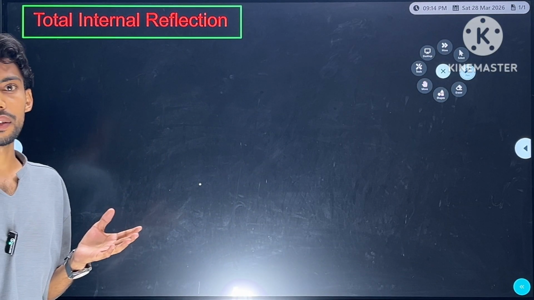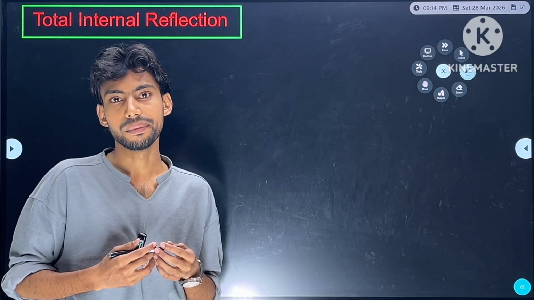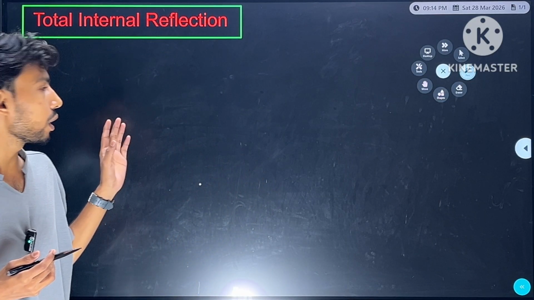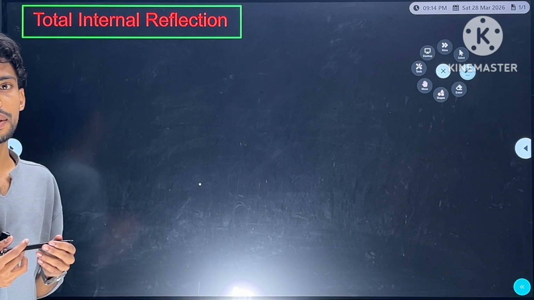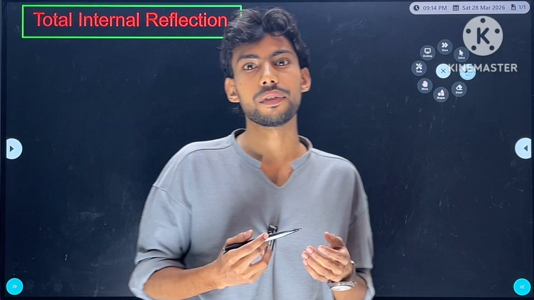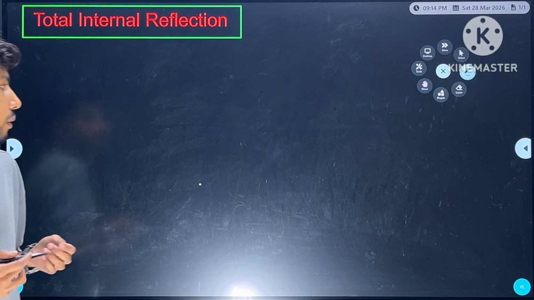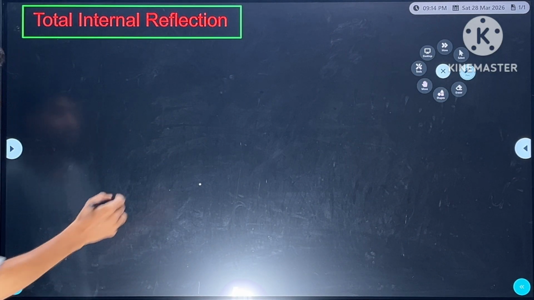Two phenomena we studied there. One was refraction and another was total internal reflection. So today we are going to study this topic in detail, and later on we will see the applications of this TIR also, like optical fiber and Snell's window also. So to know about this total internal reflection, let's consider two cases.